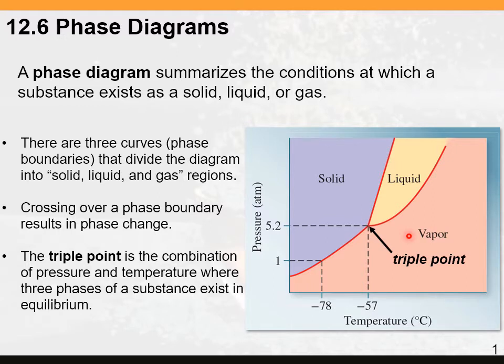There's also a point in the phase diagram that is important to note. This is known as the triple point, where the three phases meet. It is the only temperature and pressure where the three phases coexist in equilibrium.